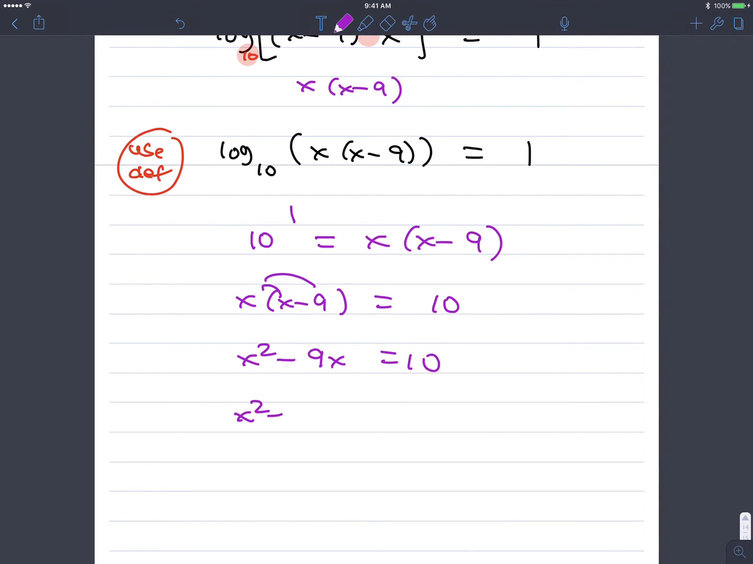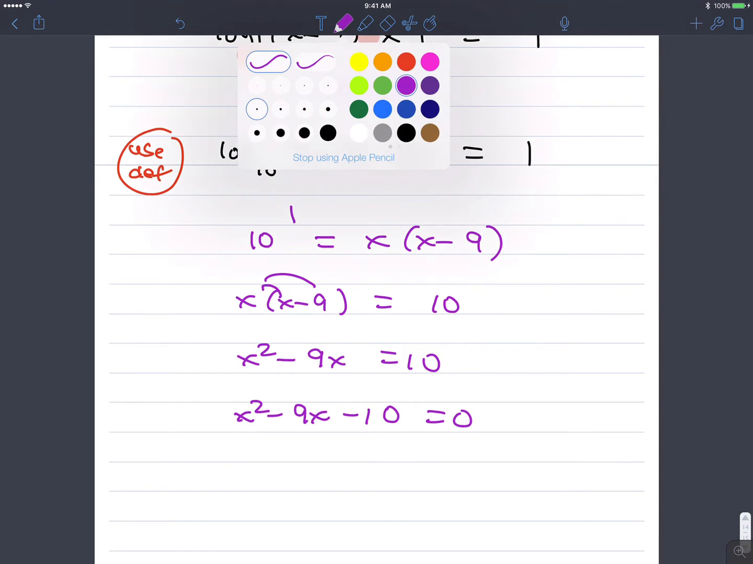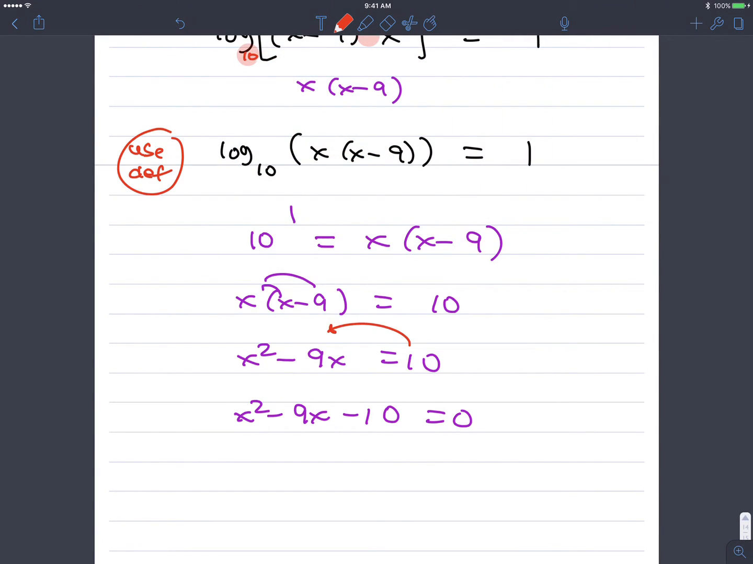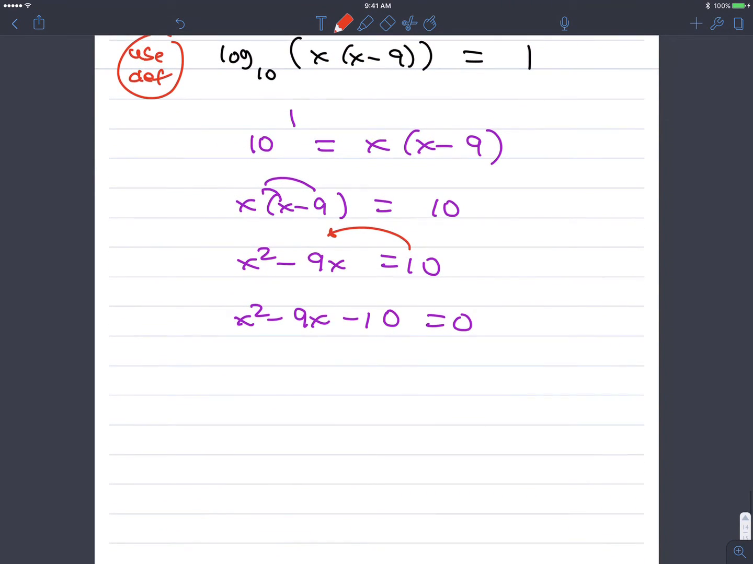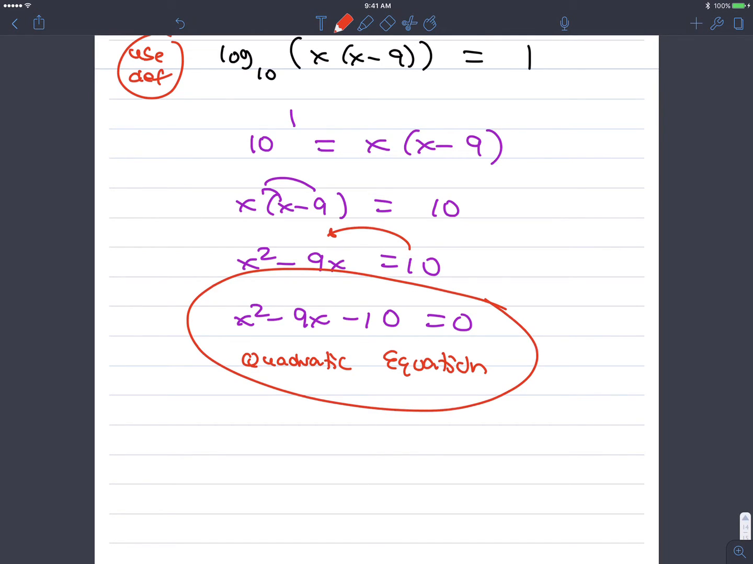And if I subtract 10 from both sides, what you notice is you end up with a nice quadratic equation. This is the quadratic that we have to solve. Now you could use any technique to solve this quadratic. In intermediate algebra, again, we actually studied the quadratic formula. So if you liked, you could even use the quadratic formula.